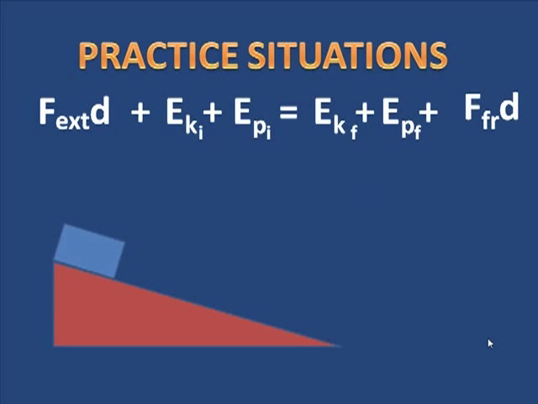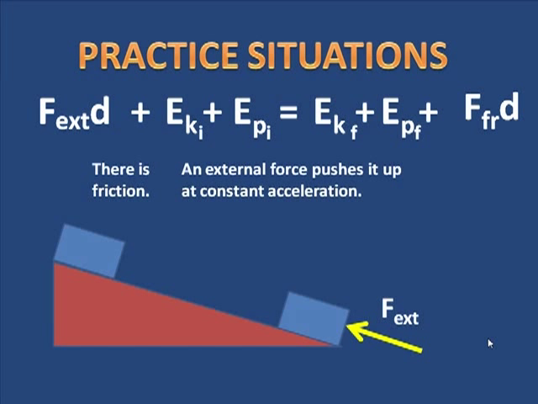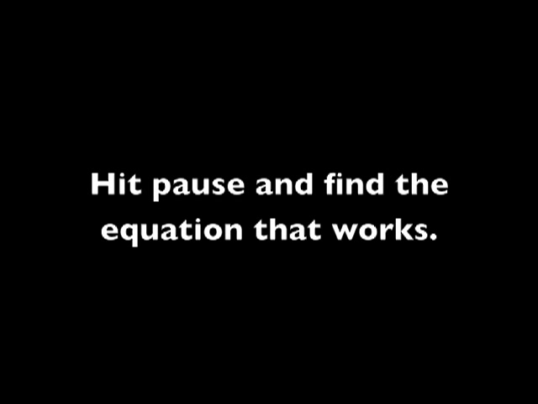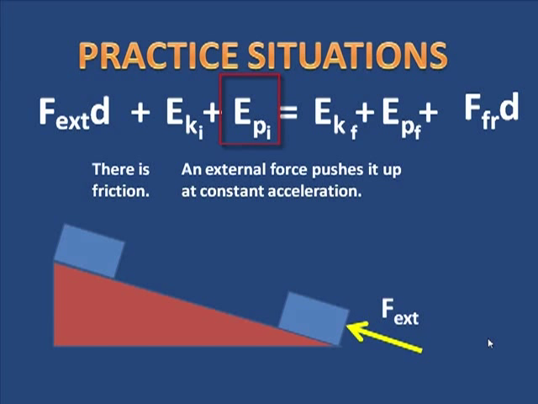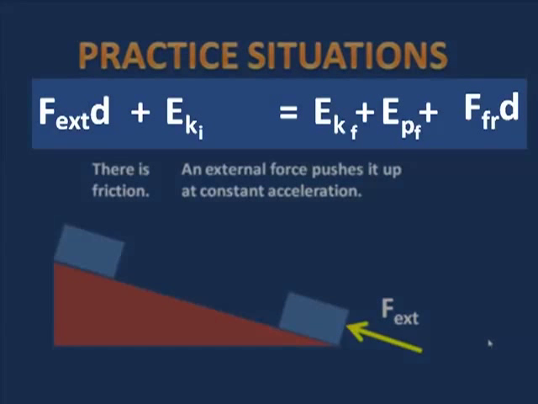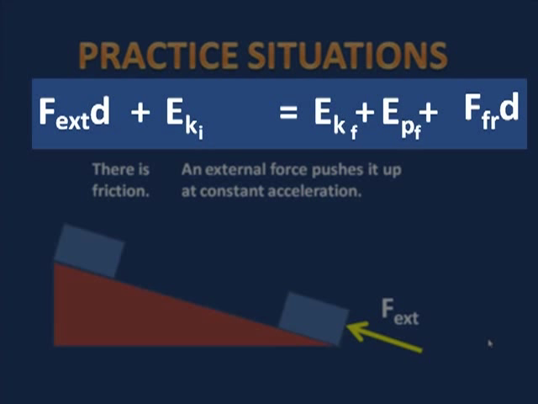This time, we have an external force, there's friction, and a constant acceleration. Study the situation, hit pause, and find the equation that works. Well, once again, we see that the initial potential energy is 0. And when we look at all of the other factors there, we need everything. Everything is there. So study that carefully.